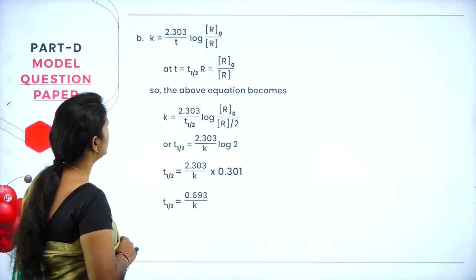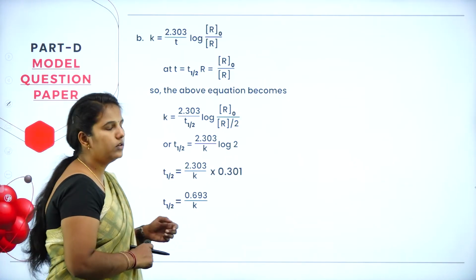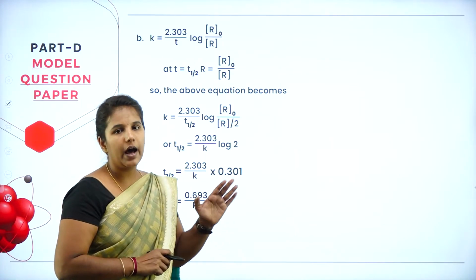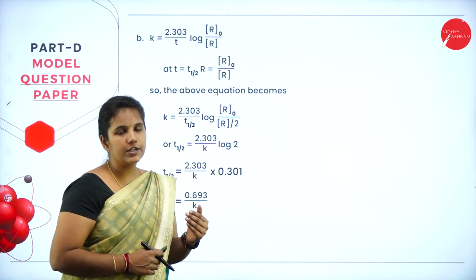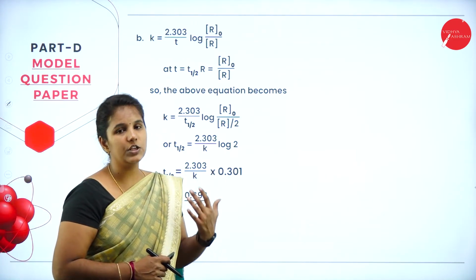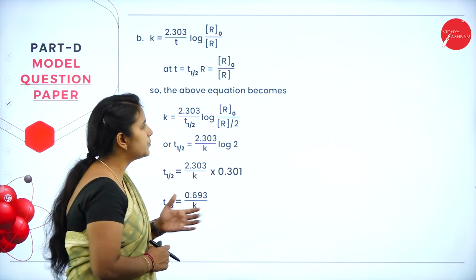We will go with the next question. Here you need to derive an equation for the half-life of a first order reaction, and we need to show that for a first order reaction it is independent of the initial concentration of the reactant species.